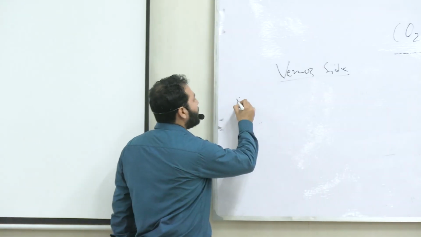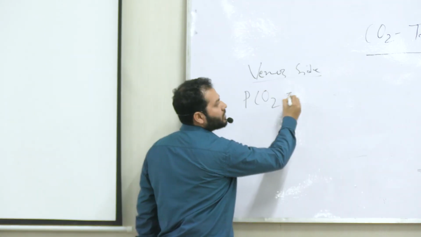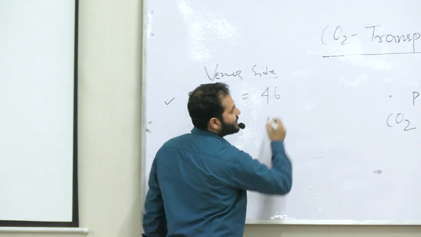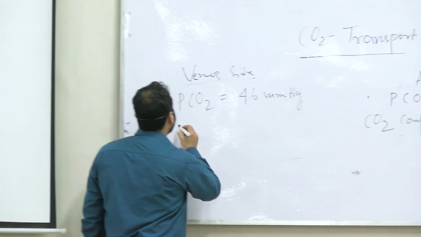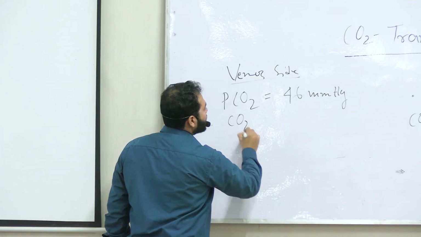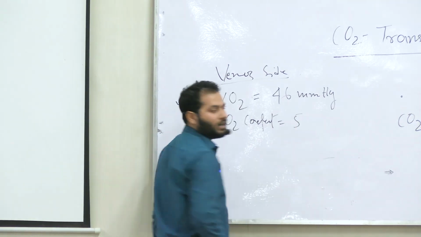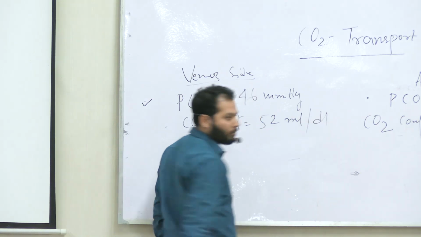See here in the venous side, the partial pressure of carbon dioxide is around 46 mmHg, and the total carbon dioxide content is around 52 ml per deciliter of blood, right?